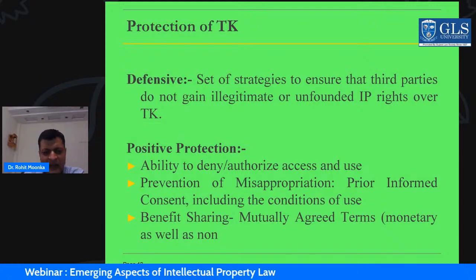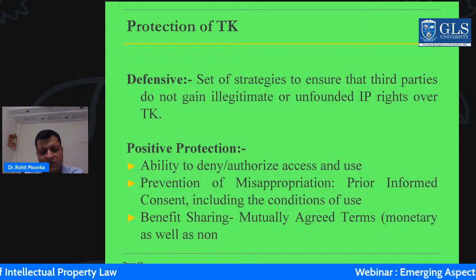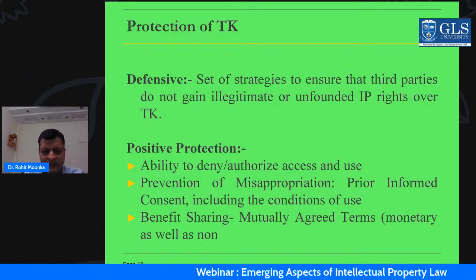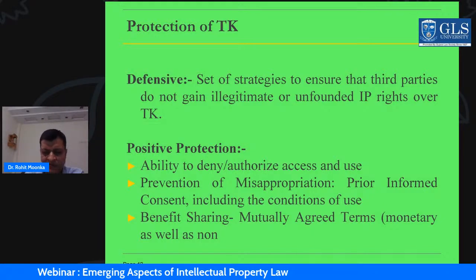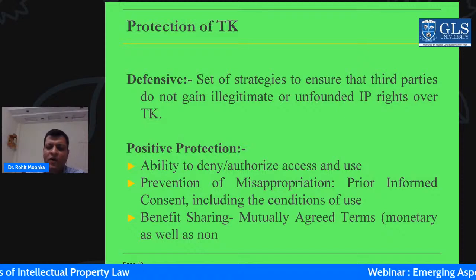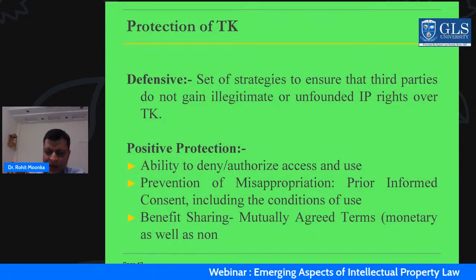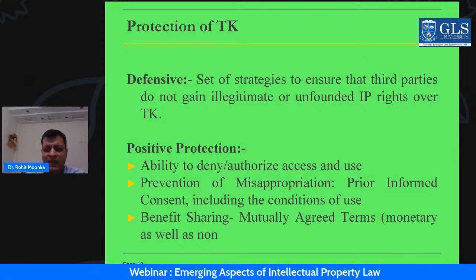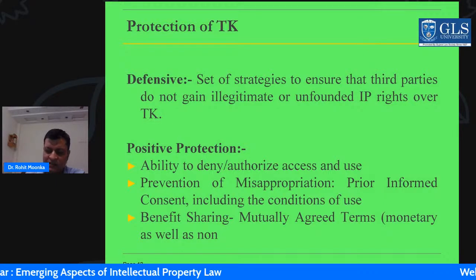So for that, they need to take due permission from the community or the tribes who are the owner, who have got this right over this traditional knowledge. And the community can ask the scientist or the researchers to have a prior informed consent, PIC, that there is a prior agreement between them under what conditions they are going to use these resources.